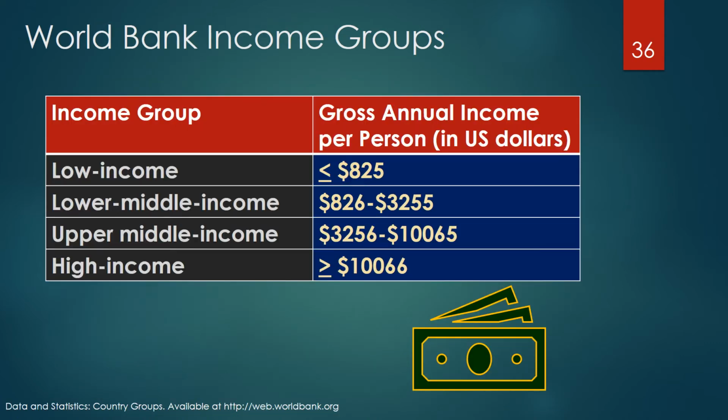Global health often refers to individuals or countries as low, lower middle, upper middle, or high income. This table from the World Bank defines these 4 income groups. In the low income group, a person earns an annual income of less than or equal to $825 per year. The lower middle income group earns between $826 and $3,255. The upper middle income group earns from $3,256 to $10,065, and the high income group earns $10,066 or more dollars annually.